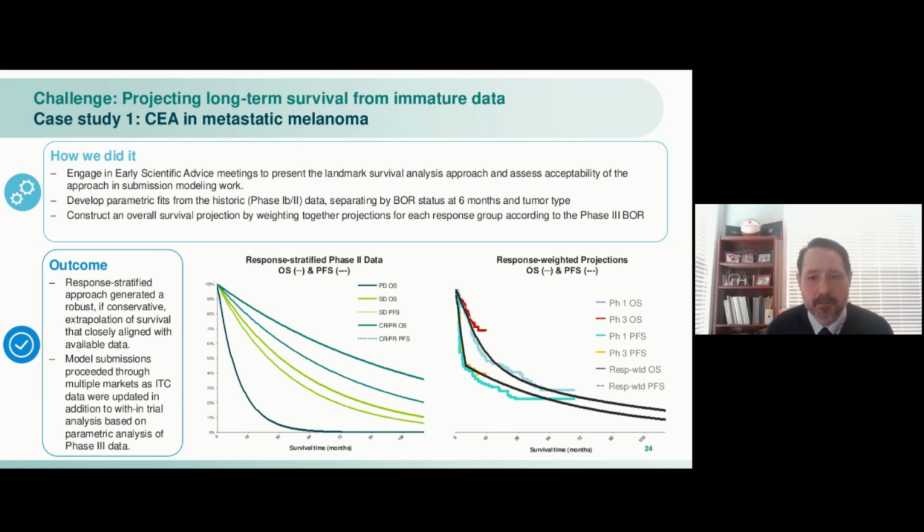So in the center, again, you can see those component pieces for complete or partial response, stable disease, and progressive disease. And on the right, you can see the historic progression-free, that's the green line, and overall survival, the light blue line. So that's the data informing our parametric analyses prior to weighting. And you can see the gold line, the progression-free survival from the phase 3 data release, and the red line.